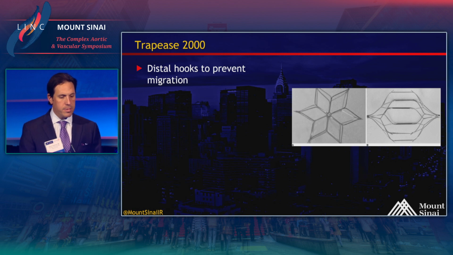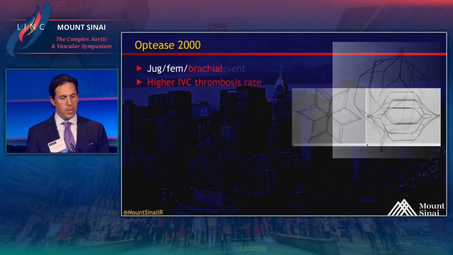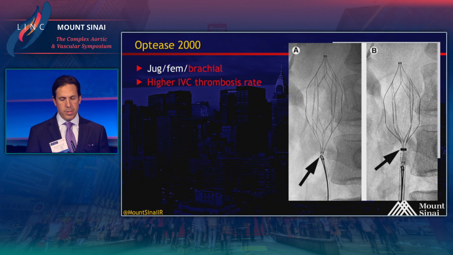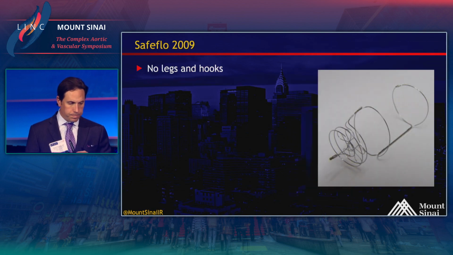Rahul talked about the Trapease. This has distal hooks to prevent migration, but it can occlude the cava. And these filters, and this is just the optional version of it, had a higher IVC thrombosis rate. This is the Optease that was developed in 2000, or FDA approved in 2000. This also has a brachial delivery catheter. And this is just an example how you would potentially remove it using the hook from the femoral approach.